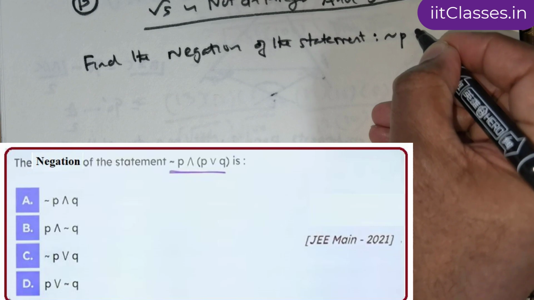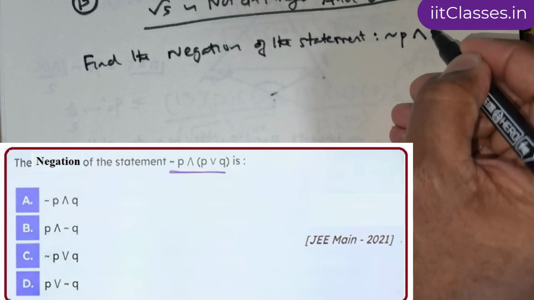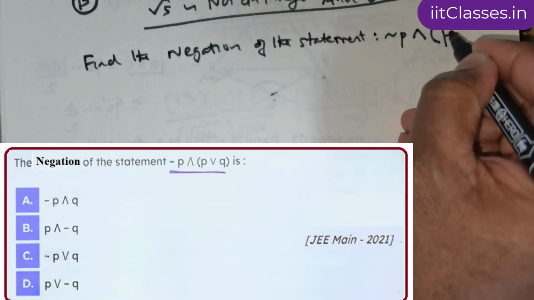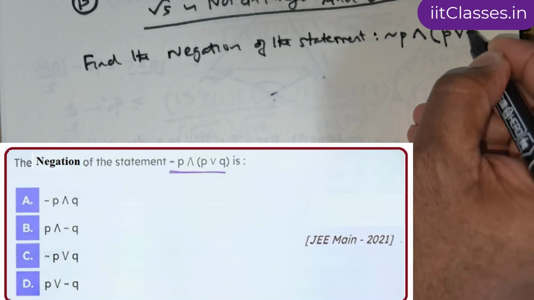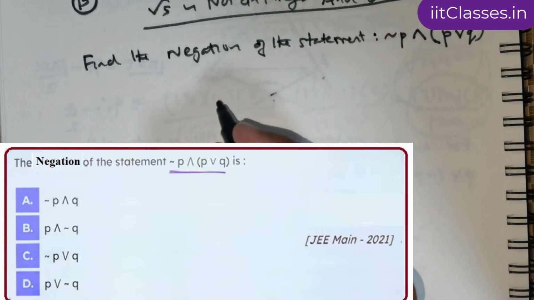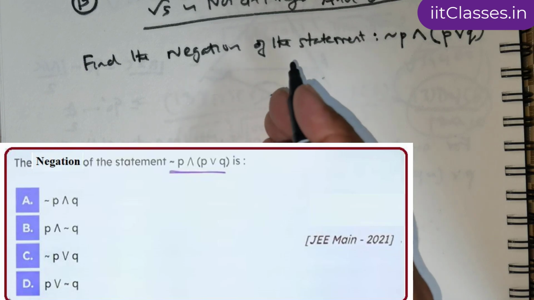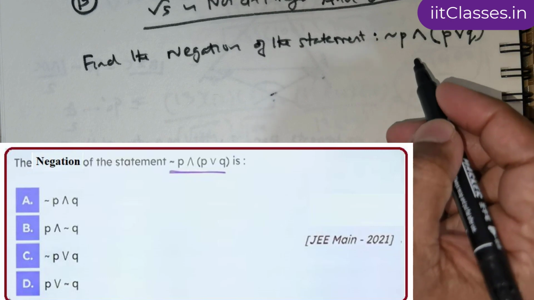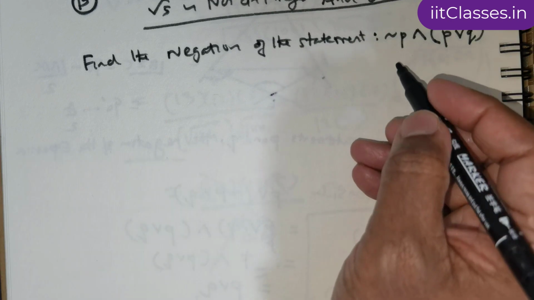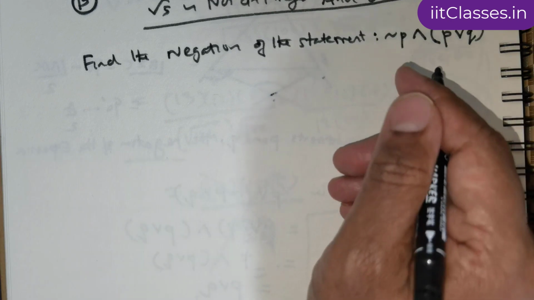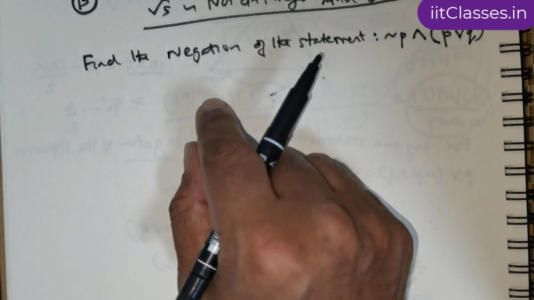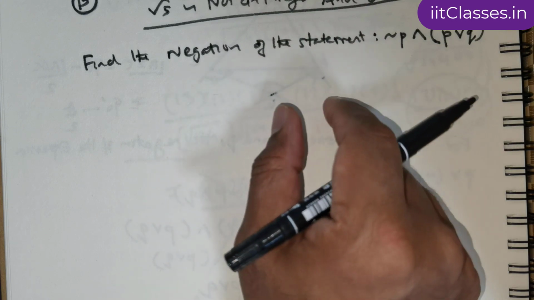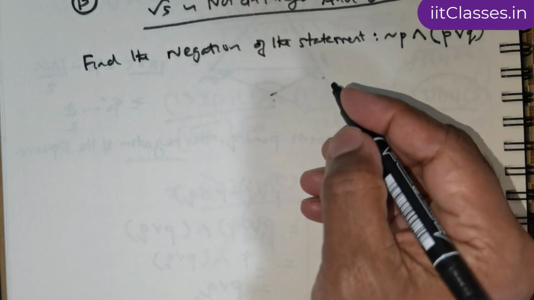Negation of P conjunction P disjunction of Q, and we get the following choices A, B, C, D. So as I always mentioned to you, first you try to simplify this, then extract the conclusion, and after that go to the choices and see which of these choices best fit the conclusion that you have got.